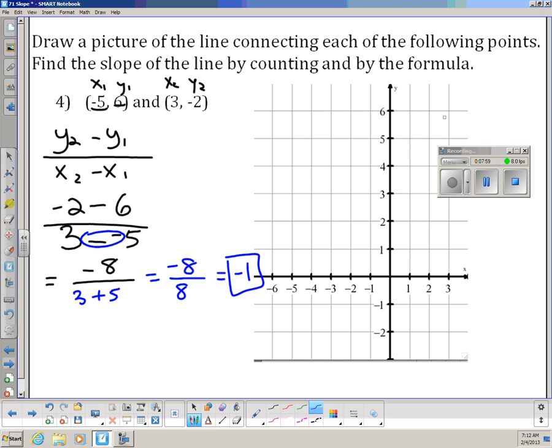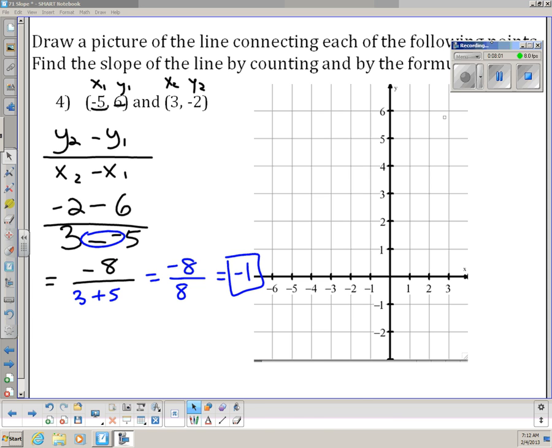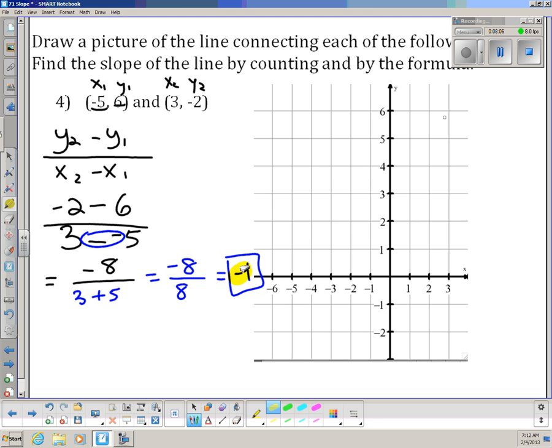And now we're going to see why this happens. We have not gotten a negative answer yet for slope. Now we're getting a negative. This negative number is very important. So let's see what happens. If I graph this thing, negative 5, 6, and 3, negative 2, if you draw the line in, you'll see the line is not rising from left to right. It's falling from left to right. If you look at it the way you read, the line is going down. So I have to put a little arrow on it. The line is going down from left to right.